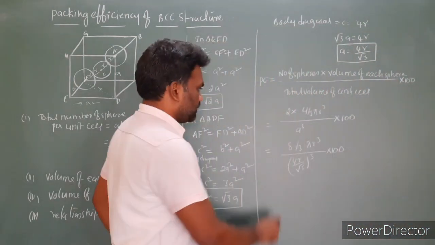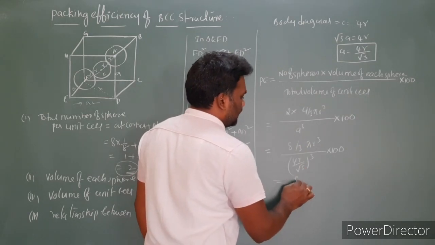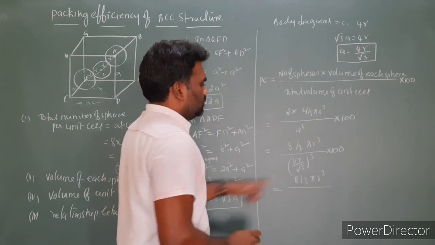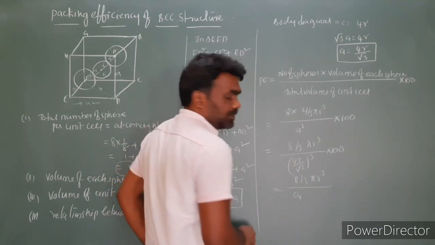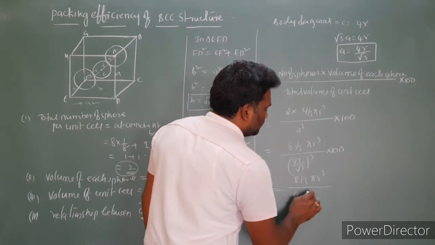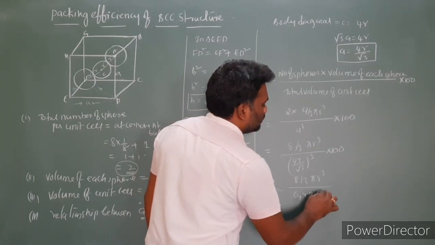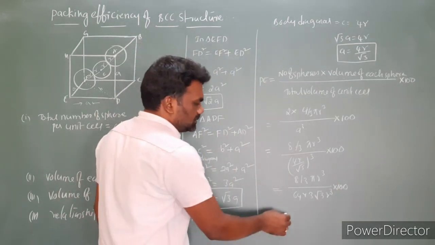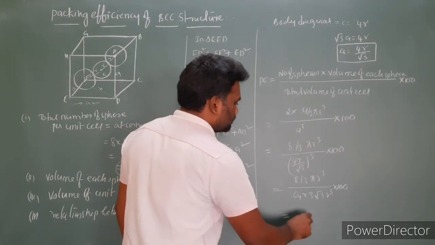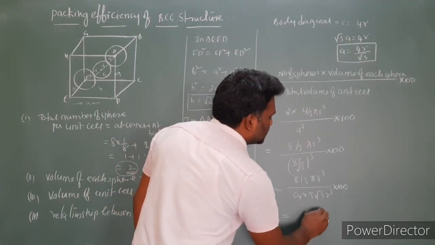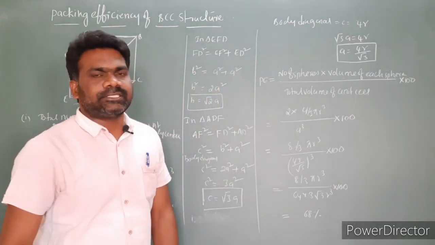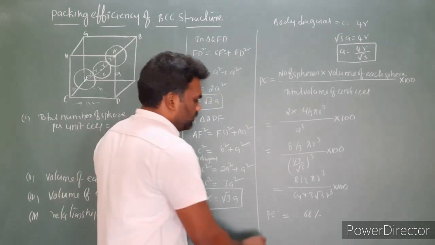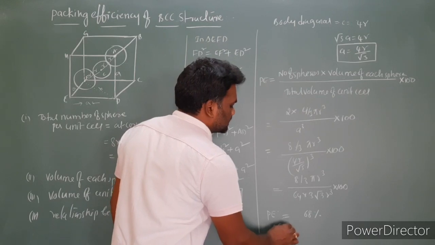Then simplify it. So this is 8 by 3 pi r cube by 4 cube, that means 64, into 3 root 3 r cube, into 100. Upon simplification you get 68%. Packing efficiency PE is equal to 68%. Next we have to find out the percentage of empty space.